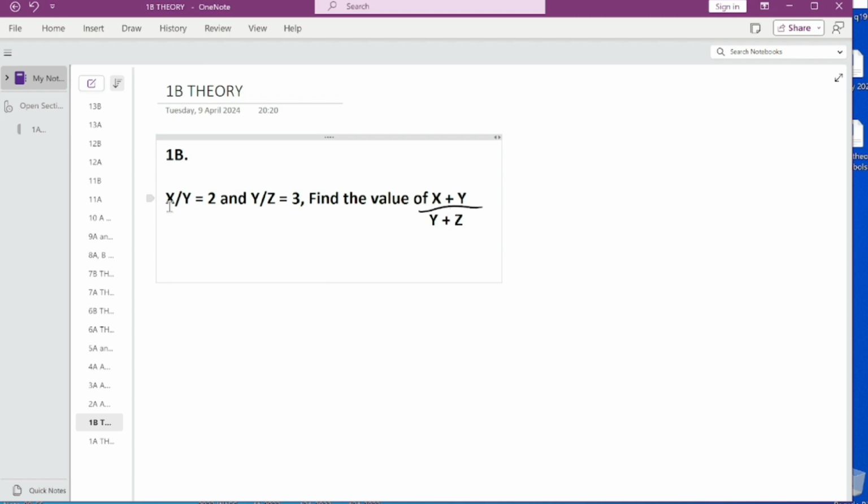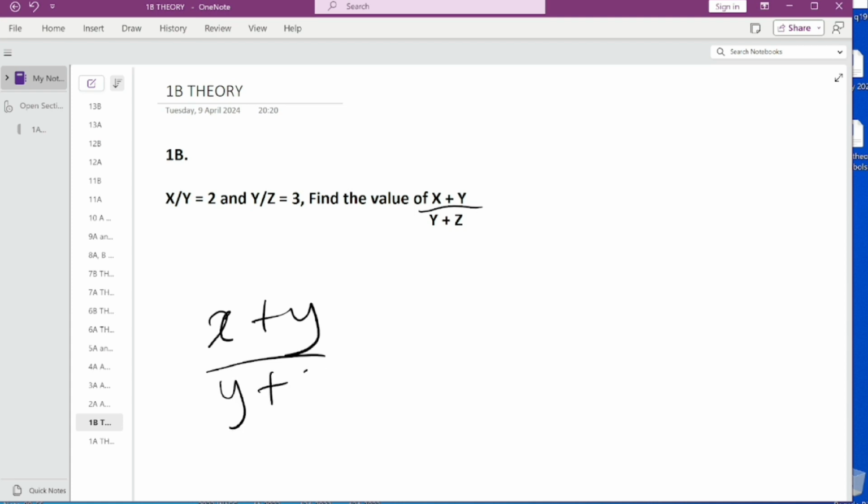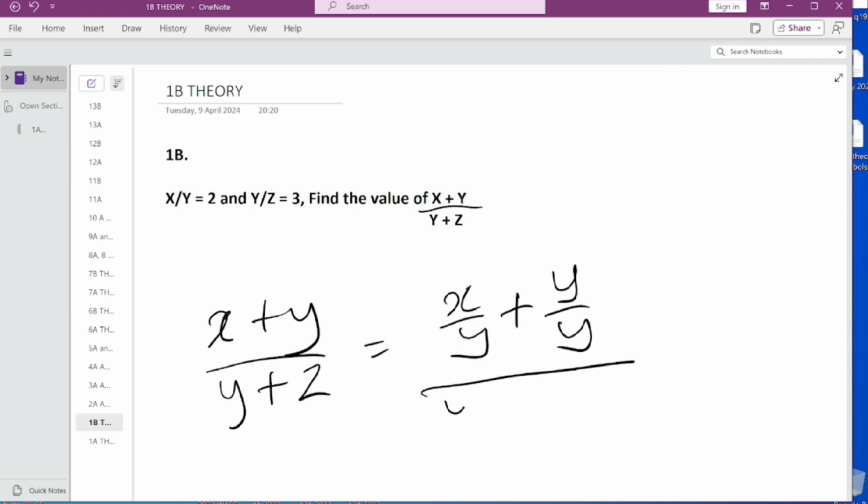And if I were you, I'll start with how can I make this x look like this. So one thing I'll do is I'll divide all through by y. So at least I'll get this part solved. So I have x plus y over y plus z. Divide all through by y, which is going to be x over y plus y over y. Then we'll have y over y plus z over y.